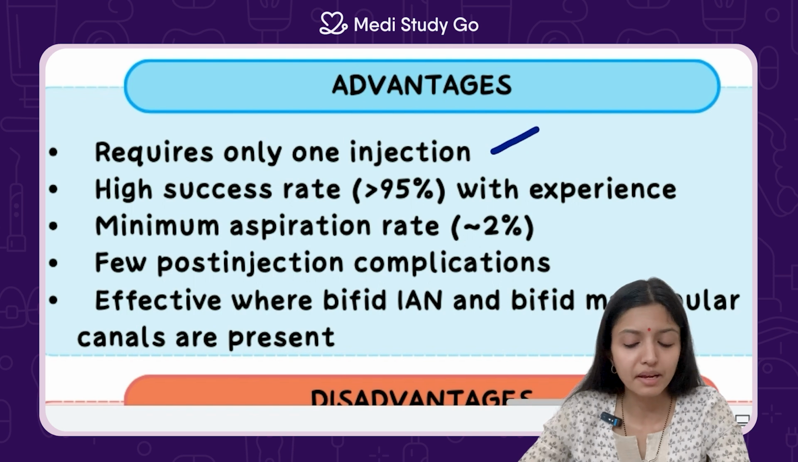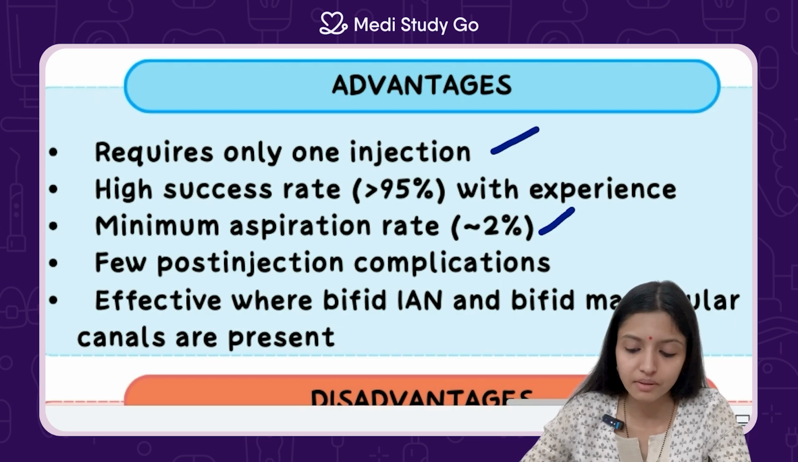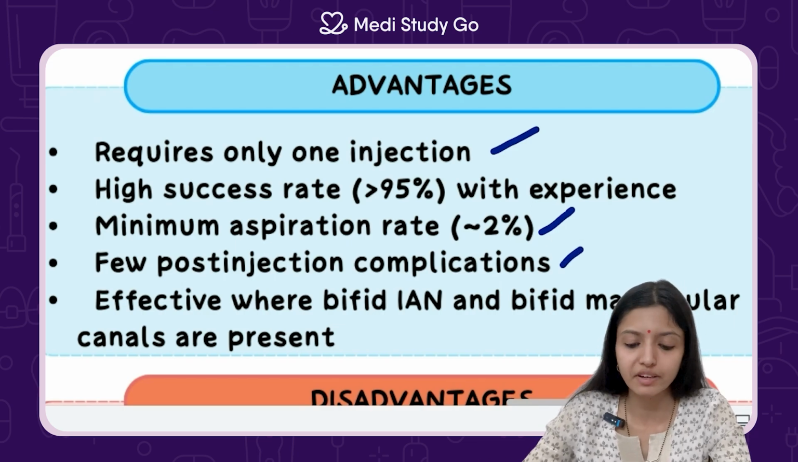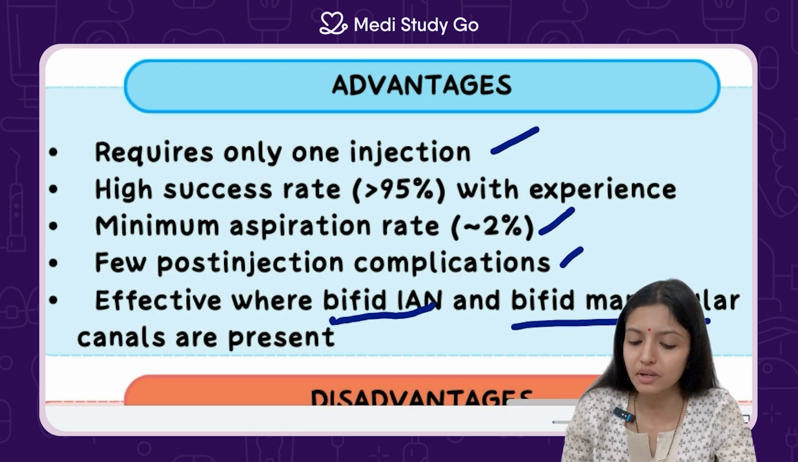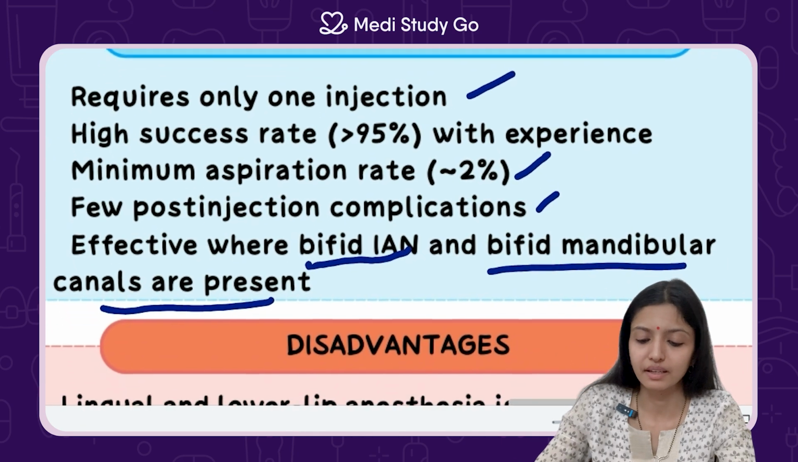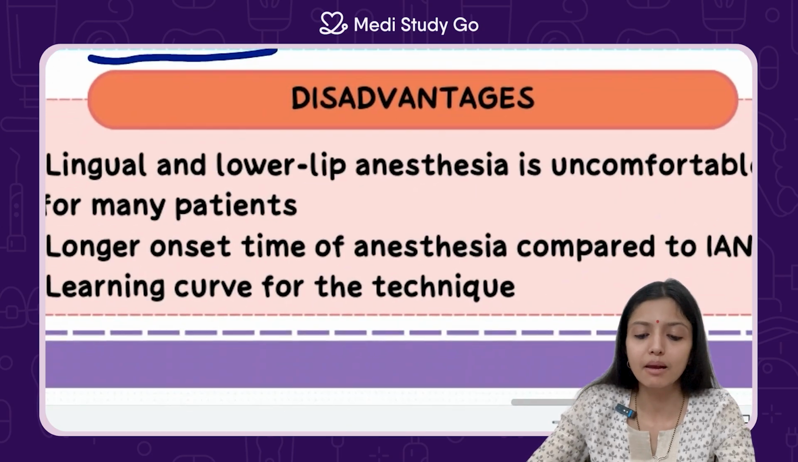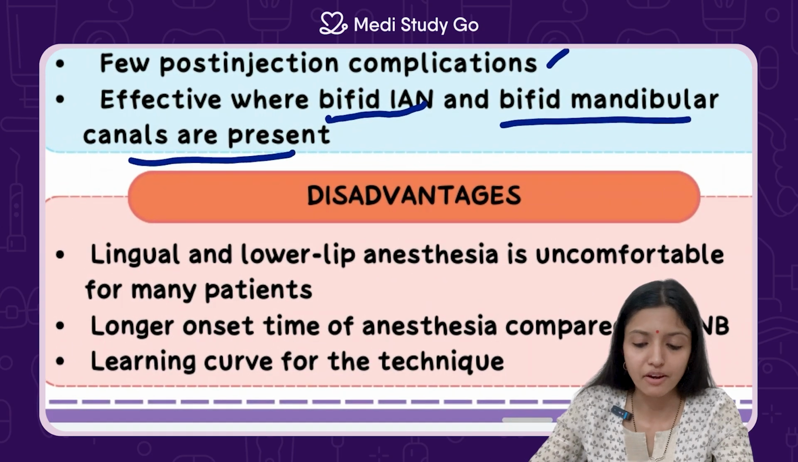It has a minimum positive aspiration rate, and few post-injection complications since you're giving only one injection. And it is usually effective where a bifid inferior alveolar nerve or a bifid mandibular canal is present. So since you're giving it at the beginning of the mandibular canal, it will really help in such patients who have a bifid IAN or a bifid mandibular canal.